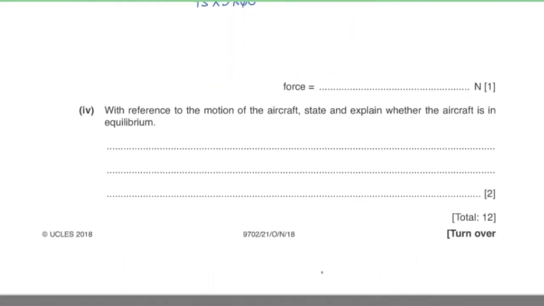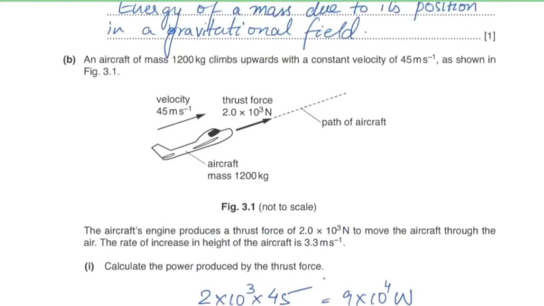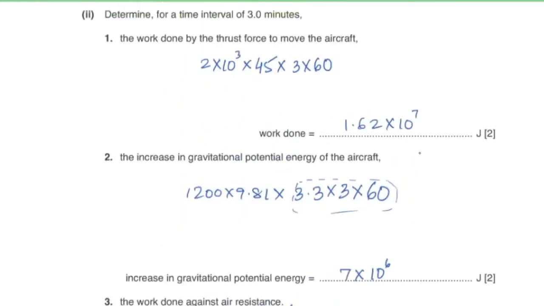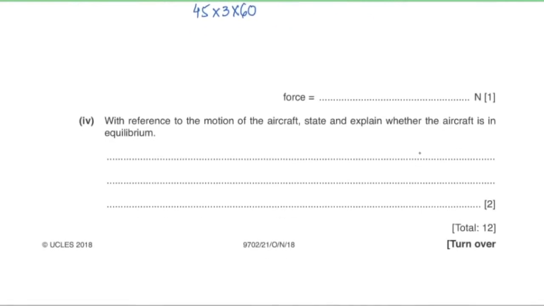Part 4, with reference to the motion of the aircraft, state and explain whether the aircraft is in equilibrium. So right in the beginning, they tell you that this aircraft moves with a constant velocity of 45 meters per second. Constant velocity means that there is no resultant force acting on it, and thus this aircraft is in equilibrium.